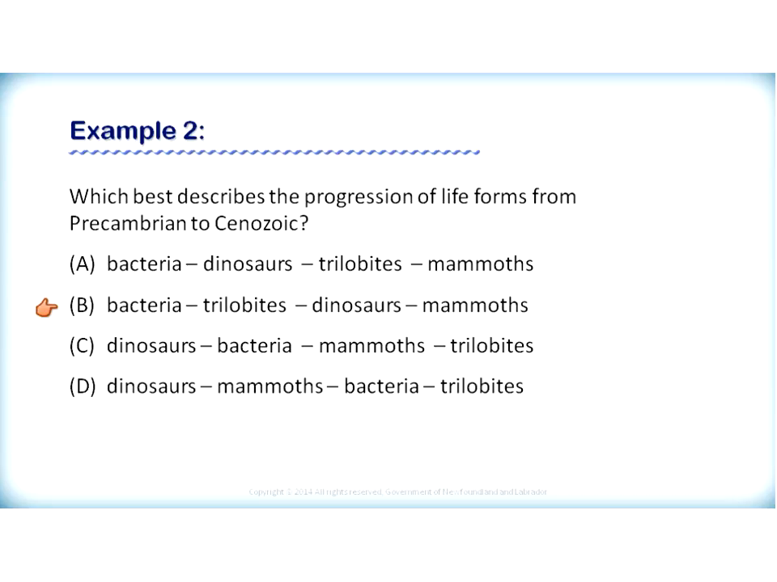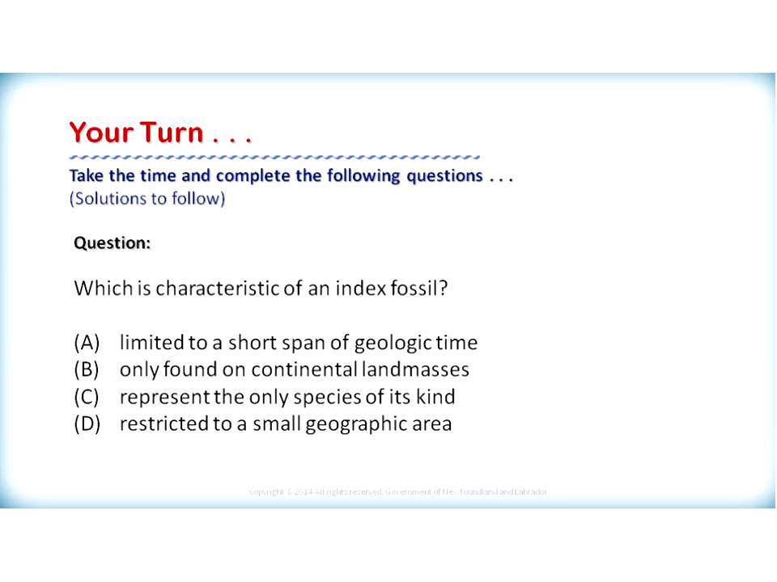Our second choice states that bacteria in the Precambrian evolved into trilobites, which evolved into dinosaurs, which then progressed into mammoths. This will be our best choice because in the Precambrian time we had no hard body parts and there was ample bacteria being found in rocks as fossils. And then in the early Paleozoic we find trilobites, in the Mesozoic we find dinosaurs, and in the Cenozoic we find mammoths, which are mammals. Therefore, the best answer for example number 2 would be B.